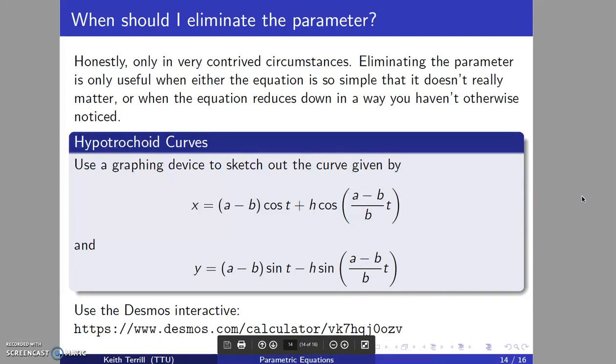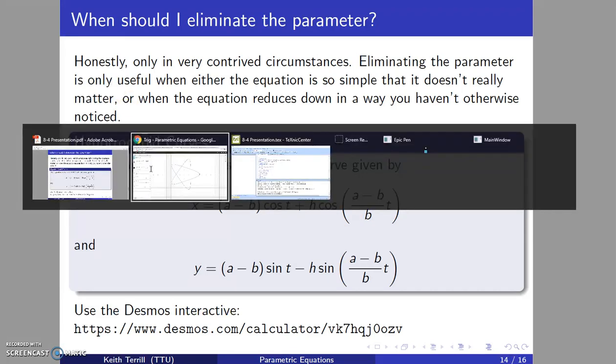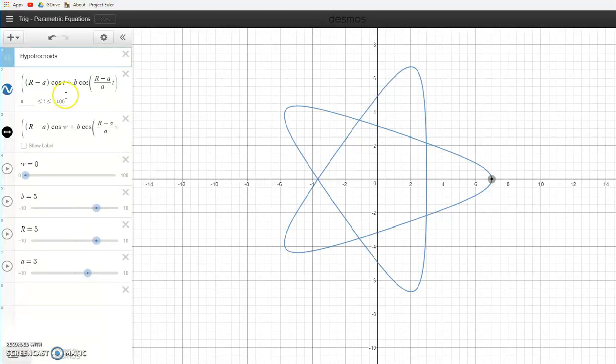Before I show you, and also please note that I insist you use a graphing device on this, but before I show you, I want you to go ahead and recognize that eliminating the parameter on this is physically impossible. It just can't be done. Case in point, that's what it looks like.